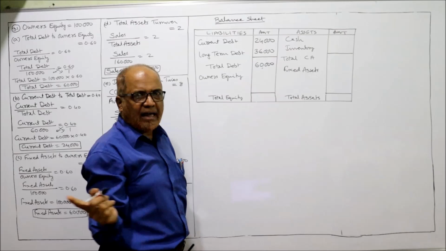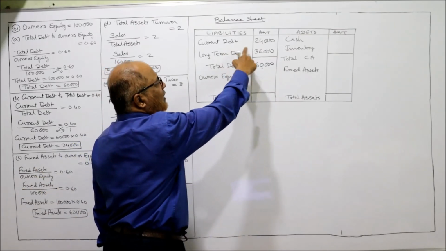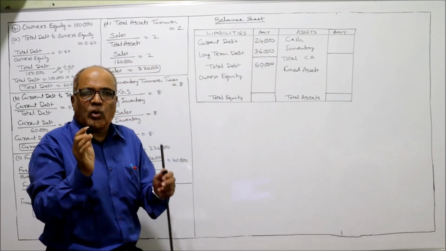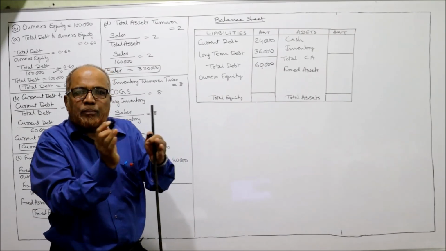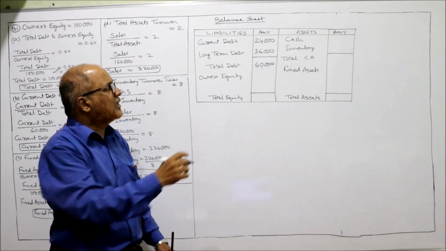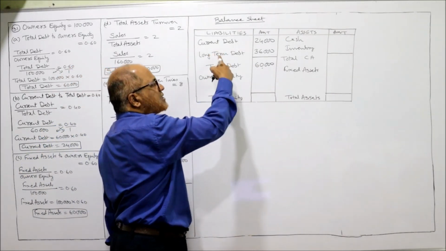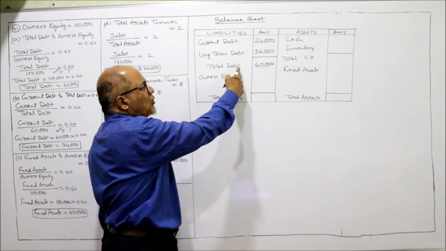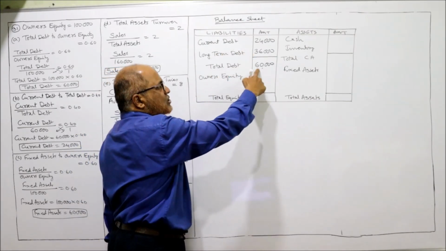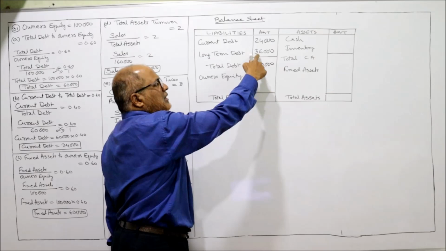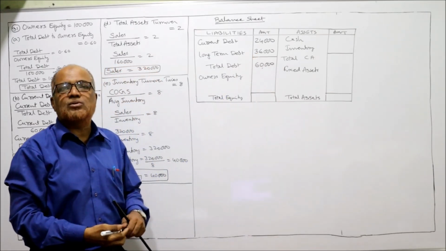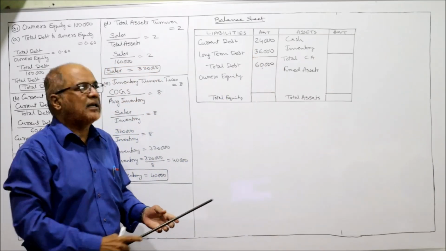60,000 total debt we have calculated. Current debt we got 24,000. So total debt consists of current debt plus long-term debt. We have the total debt, we have the current debt. So 60,000 minus 24,000, you will get 36,000 as long-term debt.